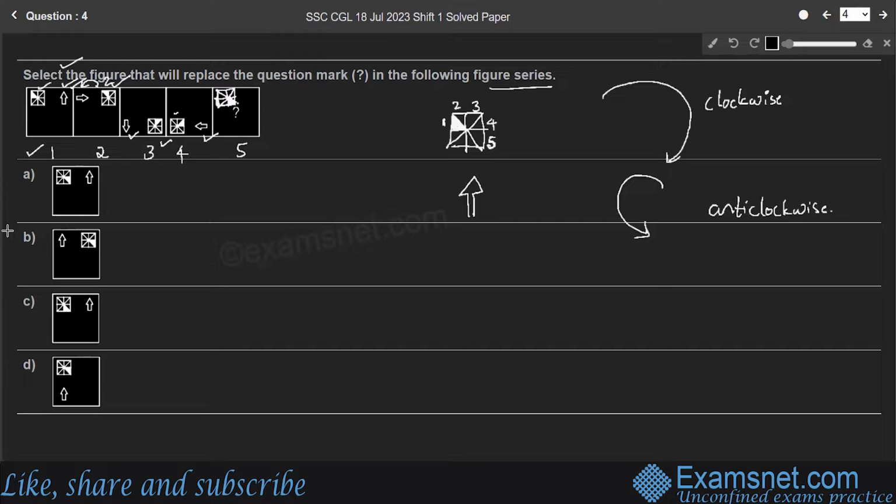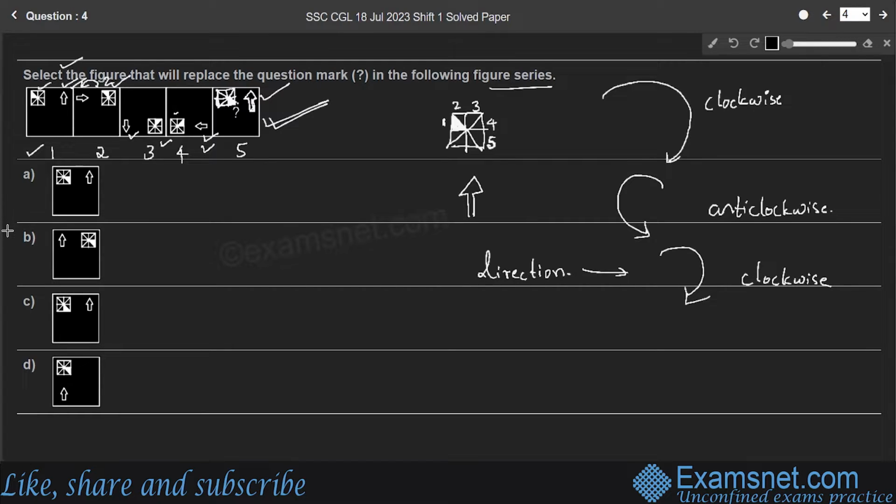In the first figure, the direction of the arrow mark is upwards. In the second figure, it is rightwards. In the third figure, it is downwards. In the fourth figure, it is leftwards. Therefore, the direction of the arrow mark is changing in clockwise direction, right? Therefore, in the fifth figure, the position of the arrow mark should be here, and its direction should be upwards, right? So this will be the fifth figure in the series.